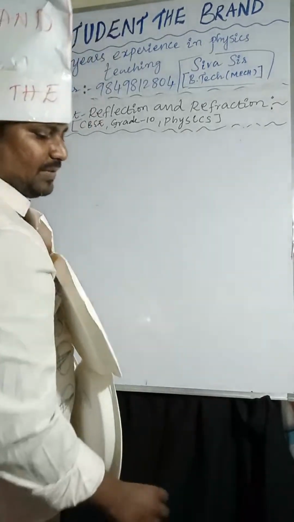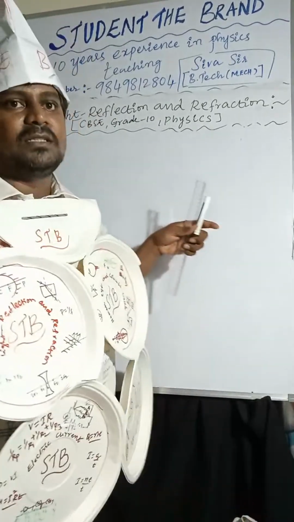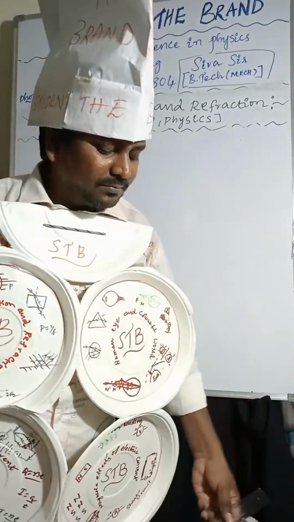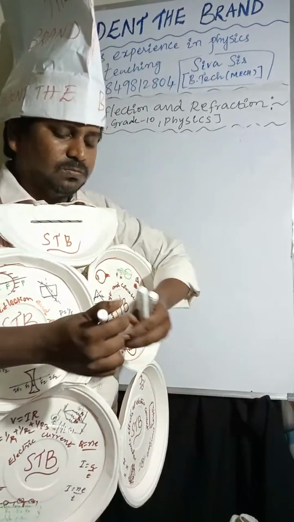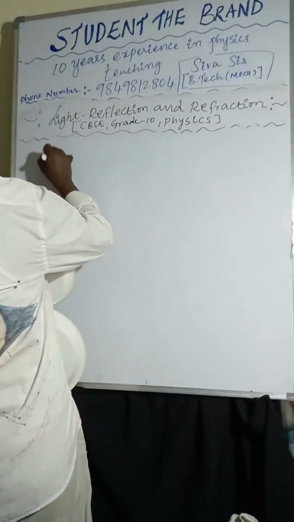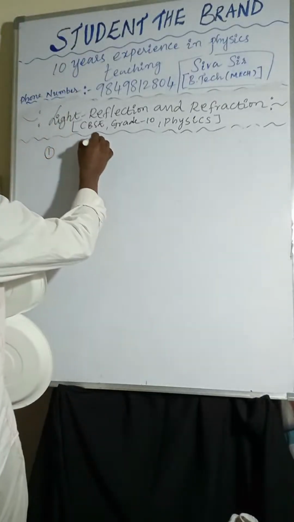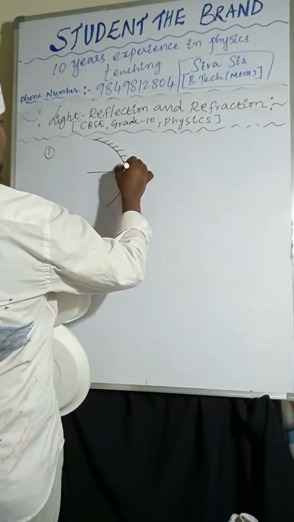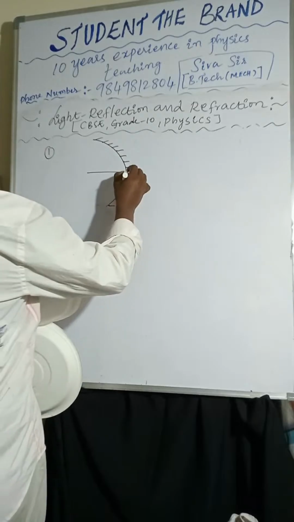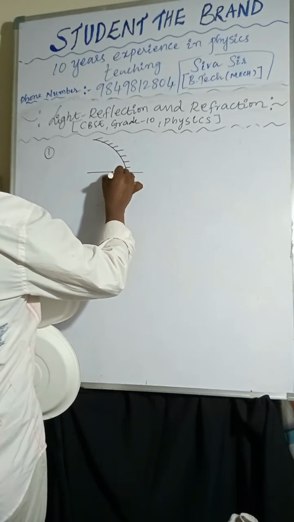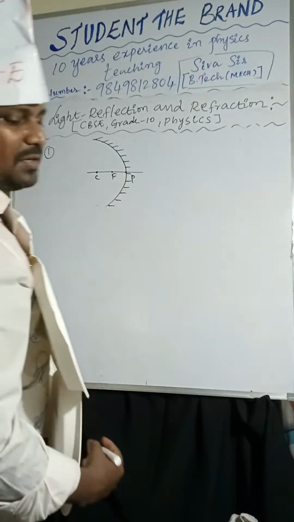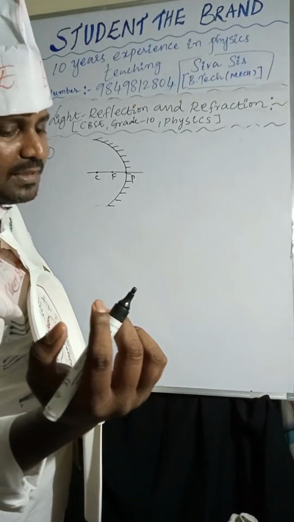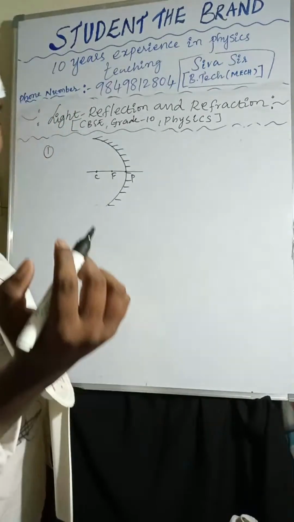Concave mirror image formations we'll discuss now. First one I'm taking here. So I'm considering a concave mirror here. This is a concave mirror. So pole, focus, center of curvature. How many light rays are required to form the image of the object? Minimum 2 light rays are required to form the image of the object.